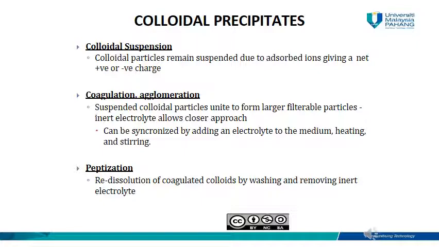Coagulation and agglomeration is the next process after the colloid becomes a colloidal suspension. It can be synchronized by adding an electrolyte to the medium, heating and stirring. So in order to enhance the quality of the precipitates, you can also heat the colloidal suspension or stir it, and suddenly it will become larger filterable particles.